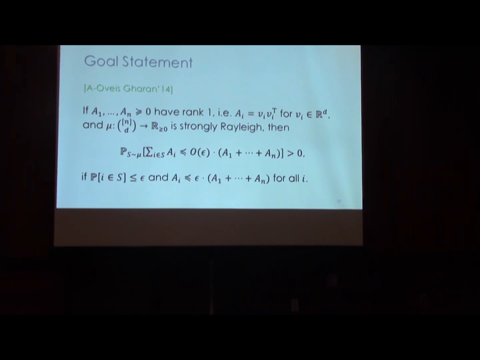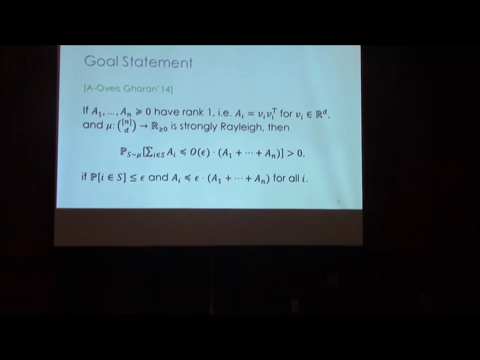Alright. So this set S is ultimately going to be the spanning tree that we are selecting. These A_i are going to be ultimately the Laplacians of the edges. So on this side, you're just getting the Laplacian of the whole graph. On this side, you're just getting the Laplacian of the tree. Okay. So this is how it's related to spectrally thin trees.